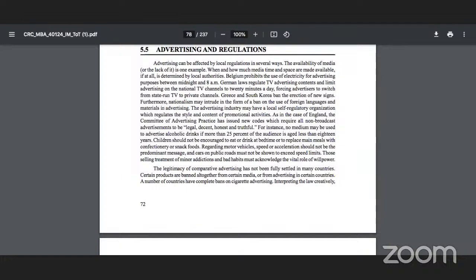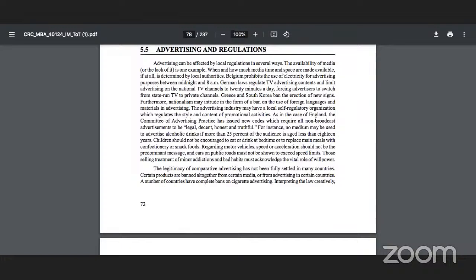For instance, no medium may be used to advertise alcoholic drinks if more than 25% of the audience is aged less than 18 years. Children should not be encouraged to eat or drink at bedtime or to replace main meals with confectionery or snack foods. Regarding motor vehicles, speed or acceleration should not be the predominant message.